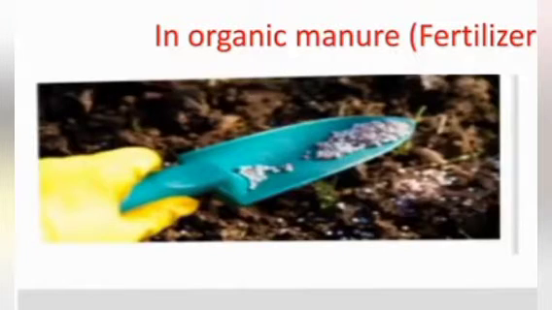The next one is my inorganic manure, which is fertilizer. They are chemical substances that are actually added to the soil in order to increase the fertility of the soil. We have 2 types. The major one is compound fertilizer and a single fertilizer. A compound fertilizer supplies 2 or more minerals, while a single fertilizer supplies just one element.